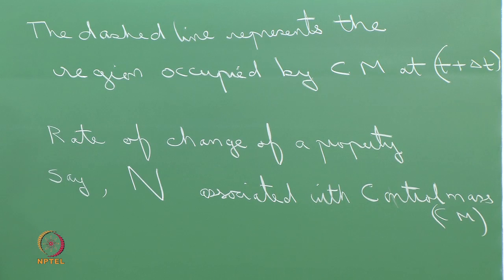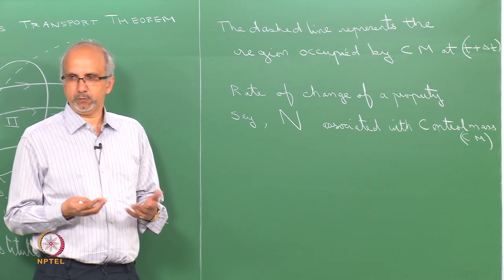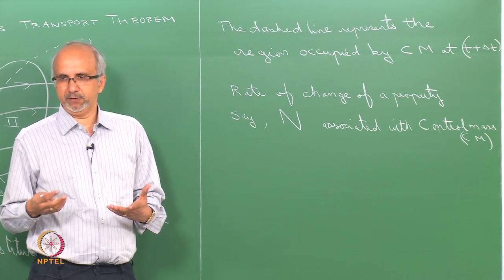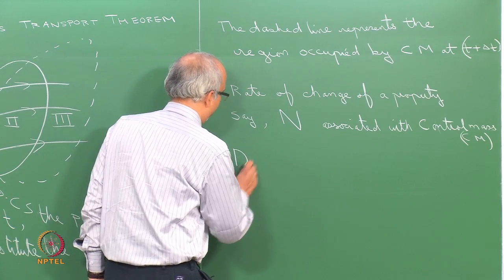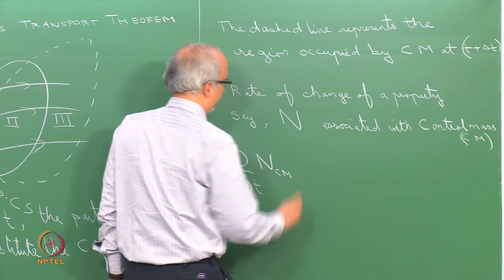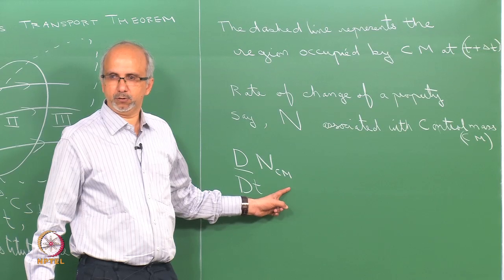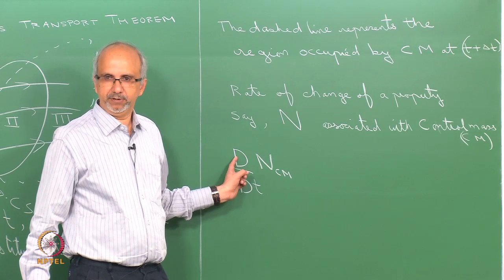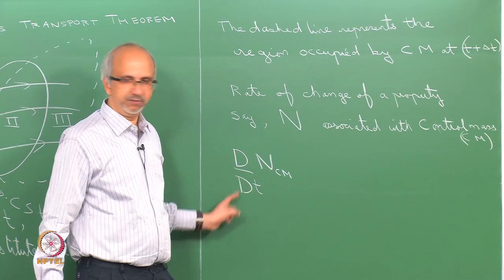Now, since it is associated with the control mass, you need to take into account the fact that it is going to occupy different positions at different times. And so what we are looking at is the total derivative or the material derivative. So now we are going to use the same notation as last time. Although this may be extra cautious, I am telling you it is the property associated with the control mass, and it is a substantial derivative because I am looking at the rate of change of the property with time.